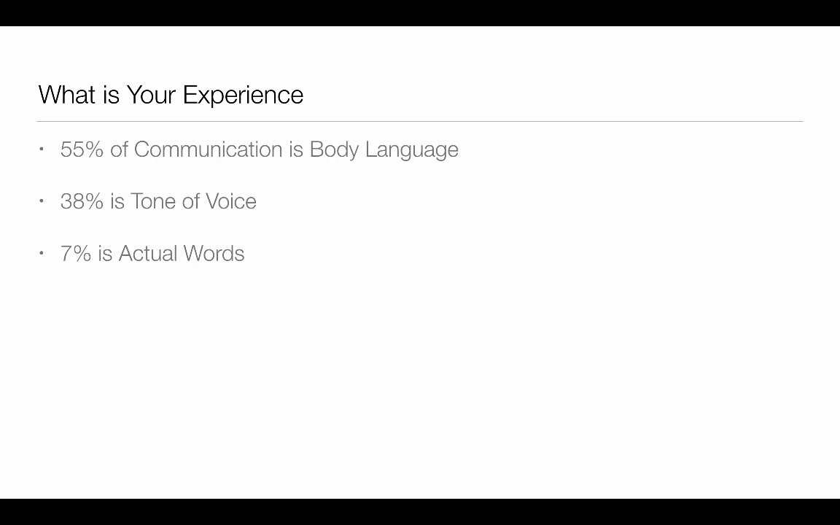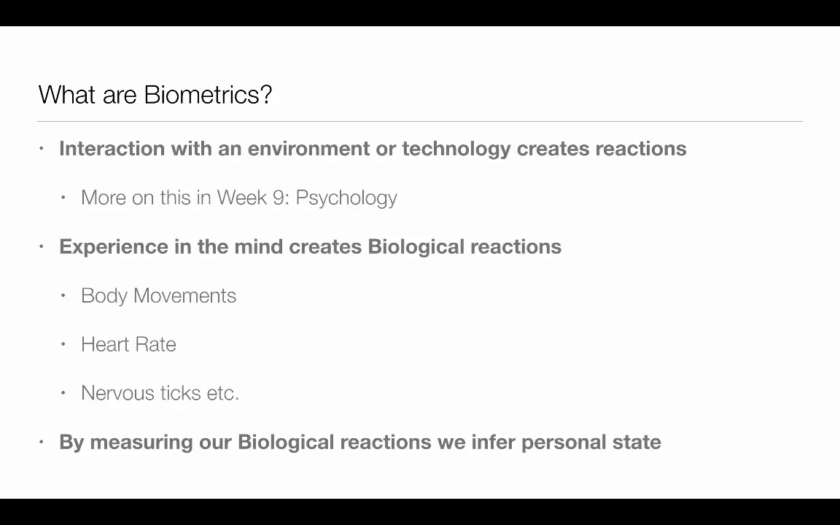So when we're looking at the human body, we can infer a lot about how we're responding to the things around us, the stimuli. In this case, stimuli are websites. So what are biometrics? We will go more into this in week 9 with psychology as to why we're interacting with things the way we are. But a lot of things about body movements, heart rate, nervous tics, these are things which we have no control over. So by observing them and in some cases measuring them, we can be very good at inferring, hey, something's going on here.